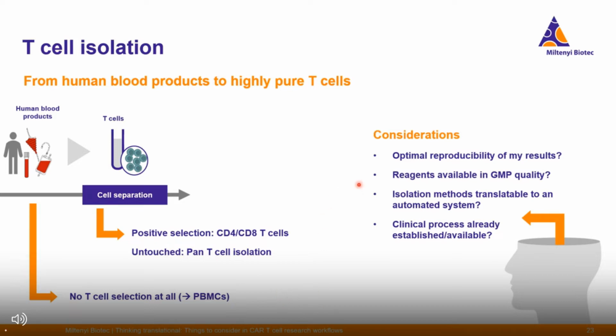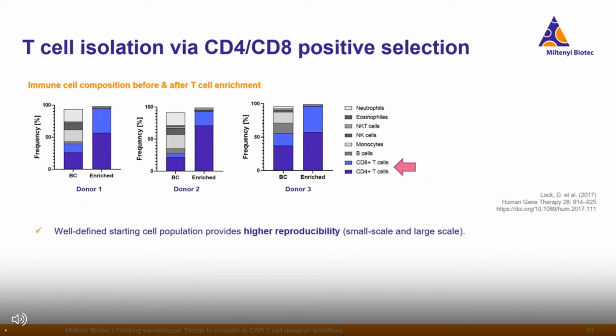Are the reagents available in GMP quality? So, for example, pan-T-cell isolation kit or CD4, CD8 microbeads. Is the isolation method translatable to an automated system? So if you go for PBMCs, is this translatable? And are the clinical processes already established or available? So is there a proven track record, is someone already doing it? So we always go for CD4, CD8 positive selection, and I will also let you know why this is beneficial for the whole process.